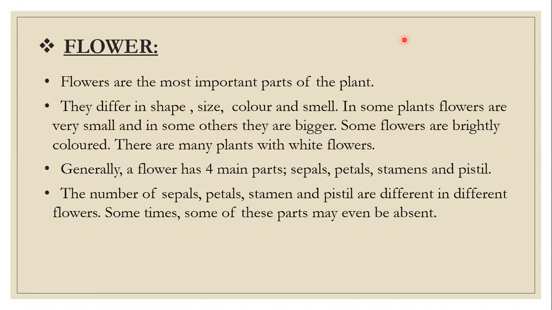You are very familiar with the flowers of rose, marigold, jasmine, etc. But if we are given a branch of the same plants without the flowers, sometimes you will be confused to recognize it. That means flowers are the identification mark of the plant. They have different shapes, sizes, colors and smells.